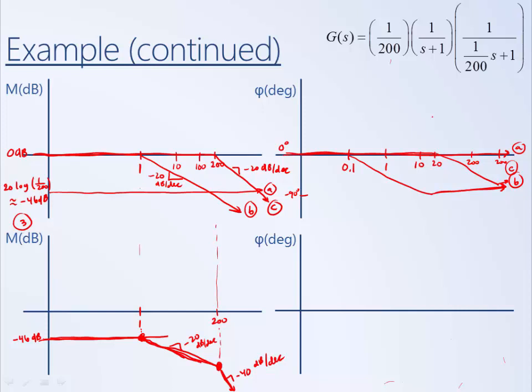And then the next step is to sum the components. So looking at low frequencies, all three are at 0 degrees. So we sum them, we get 0 degrees. Our first break comes at 0.1, and it continues to break down until 10. So between 0.1 and 10, we have two components that are flat and one component that's going down. Okay, and then at 10, we have 0 plus 0 plus minus 90.